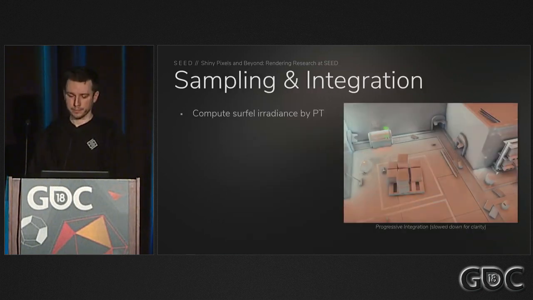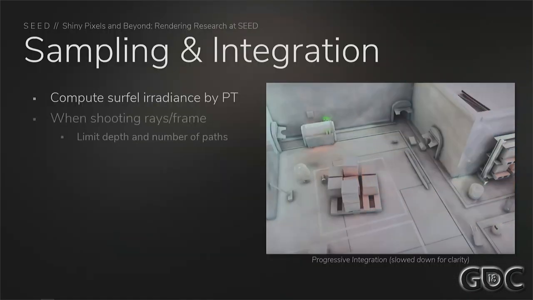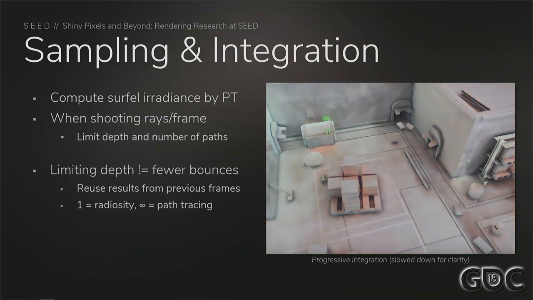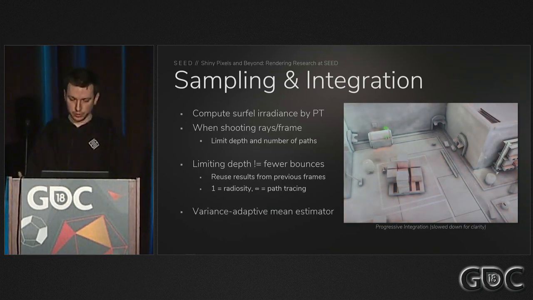And so I mentioned that we compute circle irradiance via path tracing. And so when shooting rays per frame, we limit the depth of the path and the number of paths that we launch. And so one thing that might come to mind is, well, you're limiting the depth of the path. Does that mean you get fewer bounces as well? In fact, we reuse results from previous frame. So at 1, you get radiosity, and at infinity, you get path tracing. And so I also mentioned earlier that we have a variance adaptive mean estimator when we accumulate results and want these changes to be reactive.